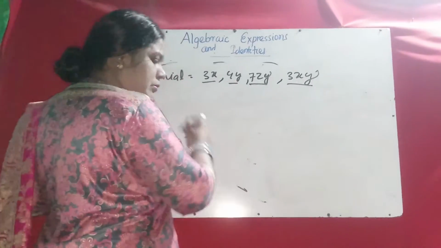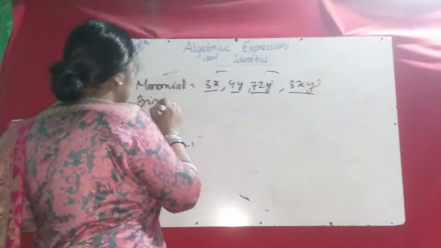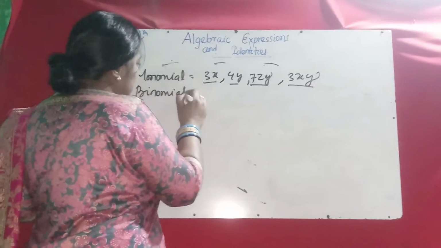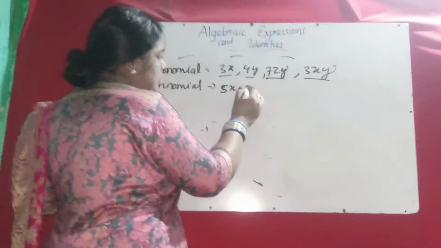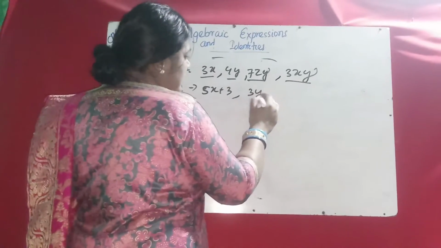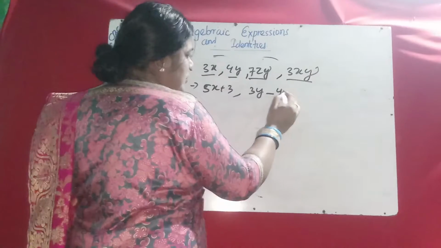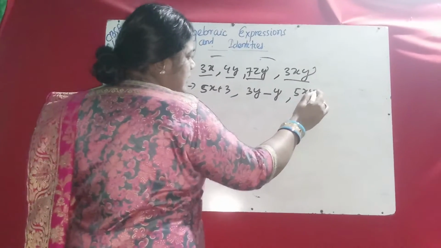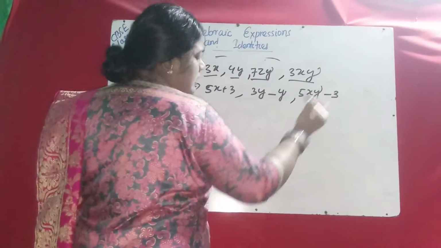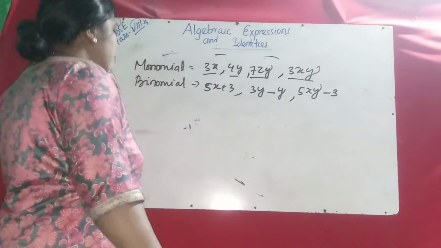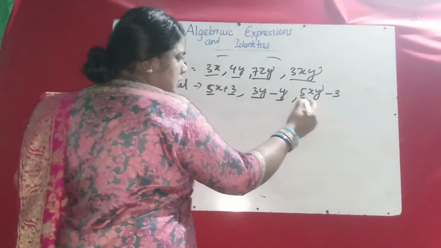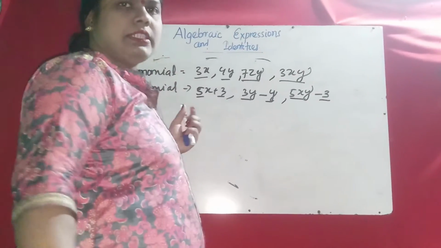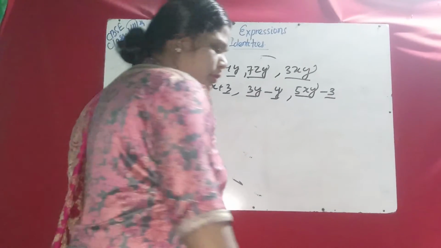Okay. So what are binomial expressions? Suppose 5x plus 3, 3y minus 4, 5xz, xy minus 3. So these are binomials because two terms are there. In each expression, two terms are there, so they are called binomial.